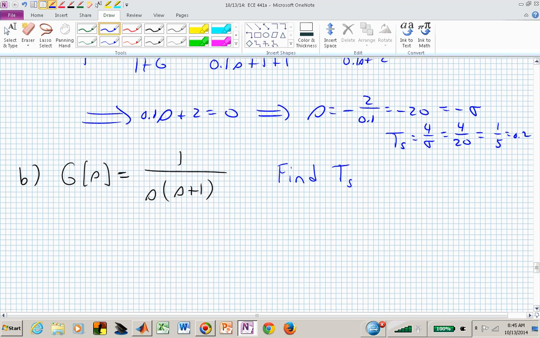Now here's a plant, G of s, 1 over s times s plus 1. And that last one, the middle one, was first order also, wasn't it? But we could still find its real part. Now what do we have? Second order. But we're still putting this into a closed loop configuration.